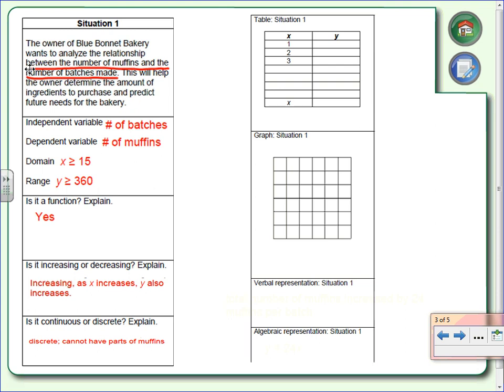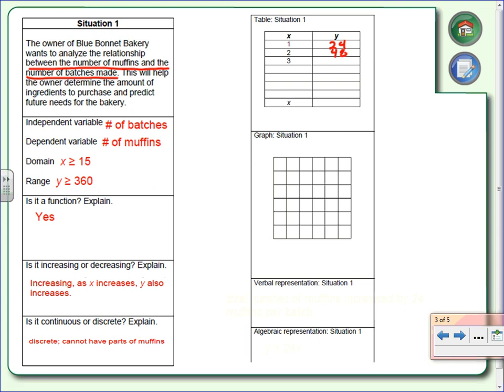So if you look at the table here, that one you see there represents one batch. If I had one batch of muffins, how many muffins would I have? 24. Fill that in. What if I had 2 batches? How many muffins would I have? 48.